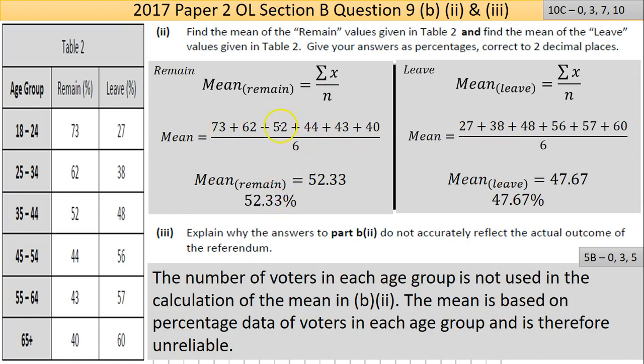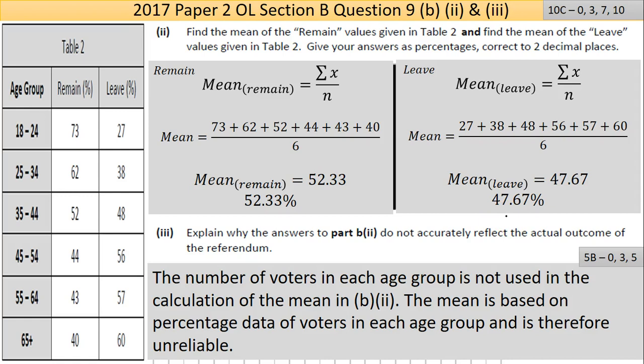So if your answer is wrong, and the calculation is shown as right, you'll do pretty well. So I end up with 52.33, which rounds to two decimal places of 52.33%. Now I've done the exact same thing for the leave data. So 27 plus 38 plus 48, etc., divided by the number of them, which is 6, I end up with 47.67%. And that's around the two decimal places.